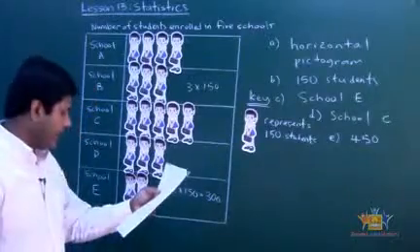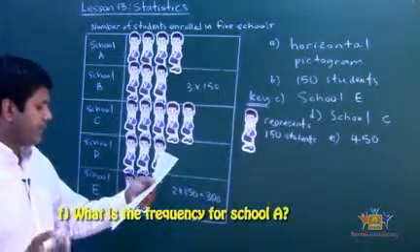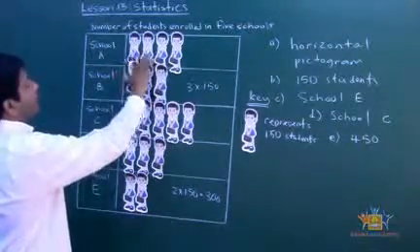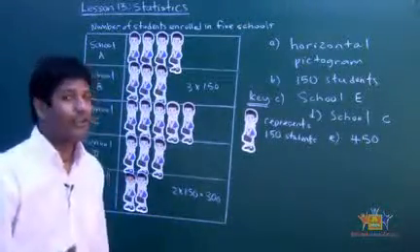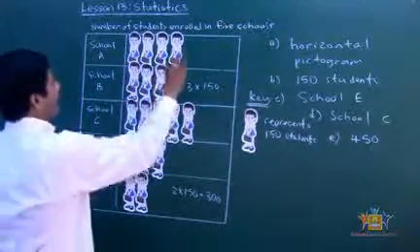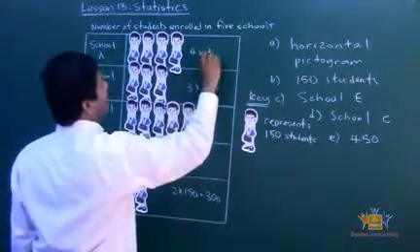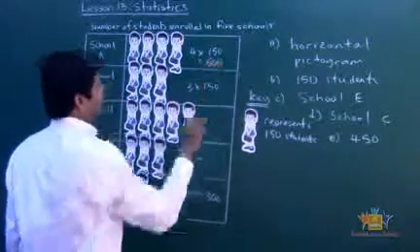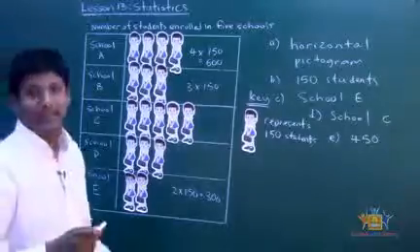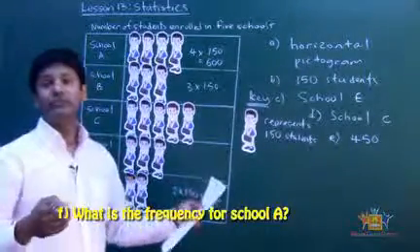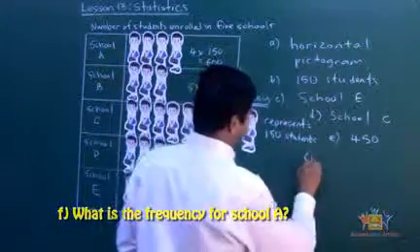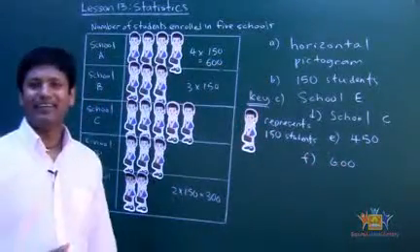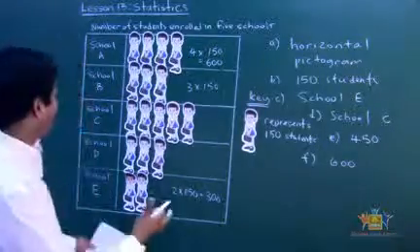Now we're looking at F. What is the frequency for school A? So school A, right there. 1, 2, 3, 4. Is it 4 students? No. 4 times 150, which is very good, 600 students. They're asking what is the frequency for school A, which is 600. Pretty easy, isn't it? Very straightforward.